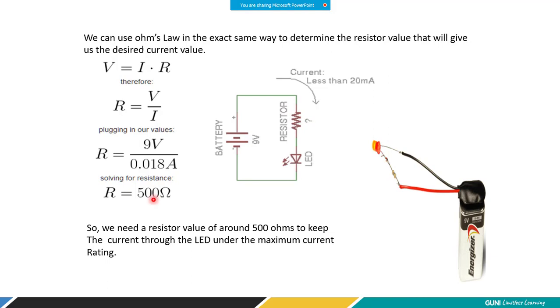And according to this 500 ohm resistor, what should be the color code? Can you tell me the color code of this resistor?